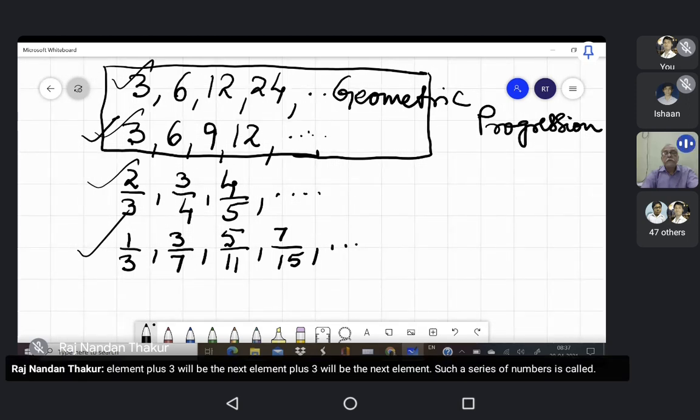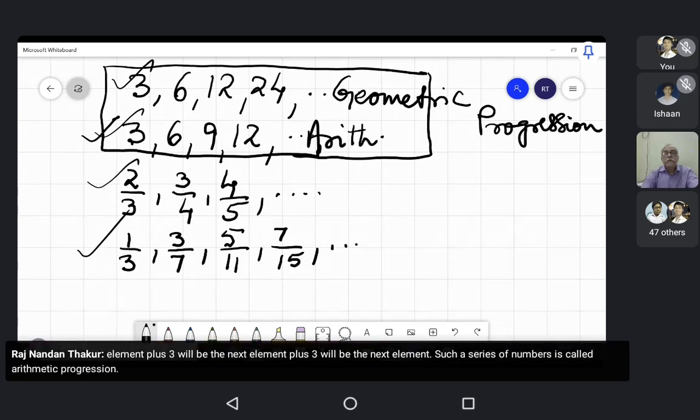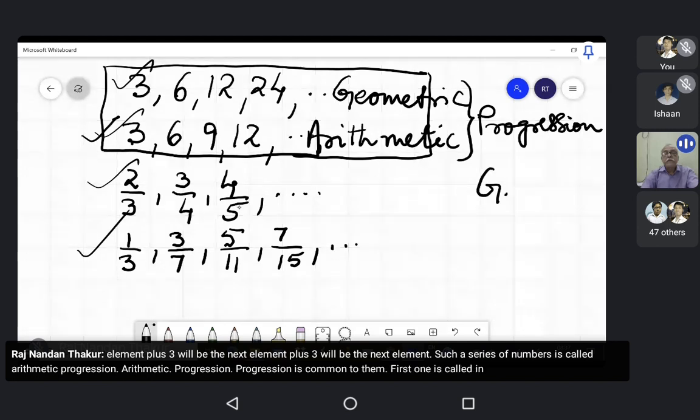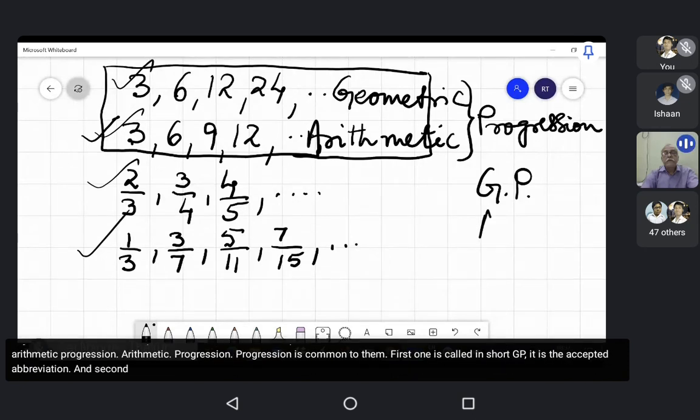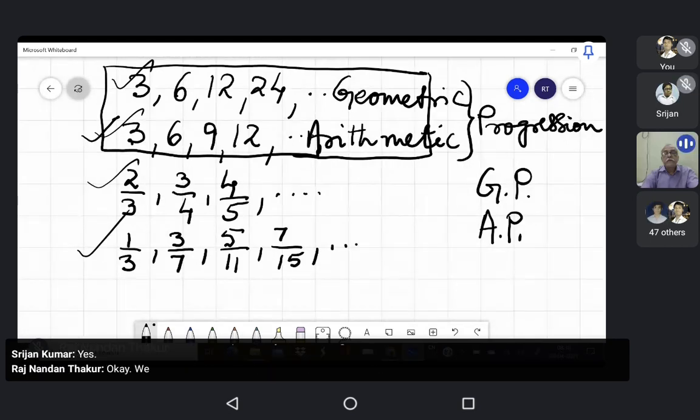Such a series of numbers is called arithmetic progression. Progression is common to them. The first one is called, in short, GP. It is the accepted abbreviation. And the second one is called AP. Accepted abbreviation. Alright. Got it? Yes, sir. Okay.